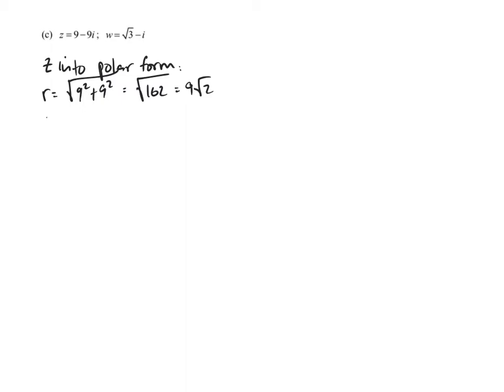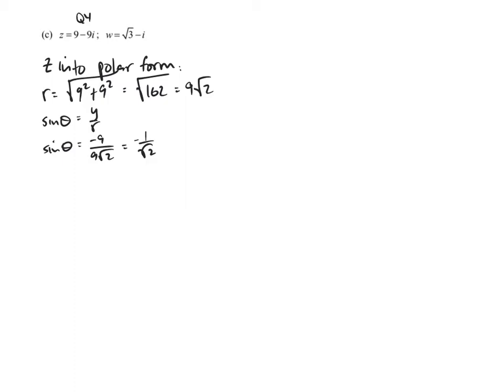And then to find theta, I'm going to say that sine theta is going to equal my y over r, which means that sine theta is going to equal negative 9 over 9 square roots of 2, which is going to reduce to negative 1 over the square root of 2. So I'm looking for the angle where the sine is negative 1 over the square root of 2, and I recognize that z is in quadrant 4 because it has a positive real part and a negative imaginary part.